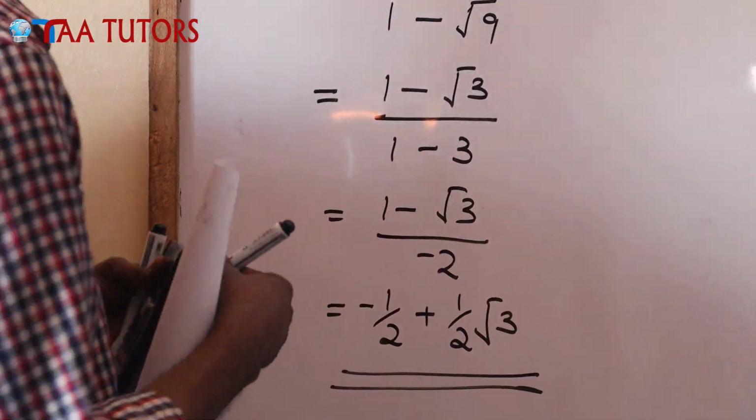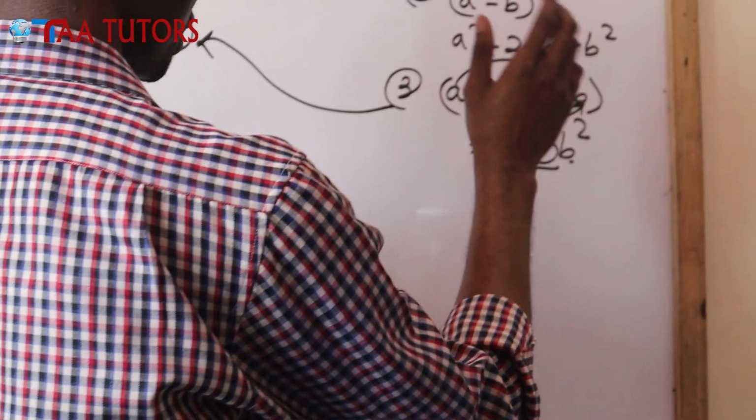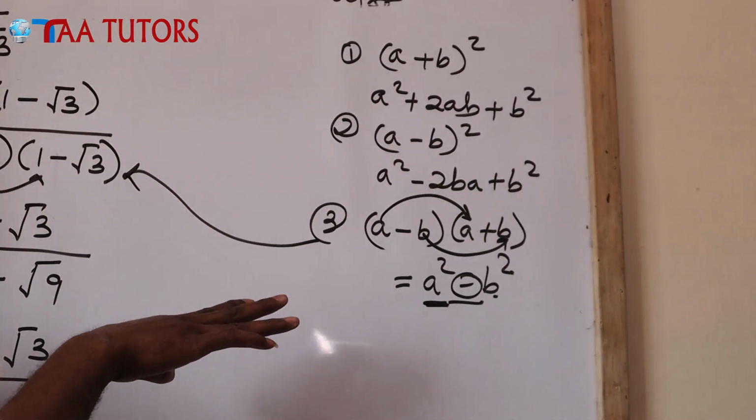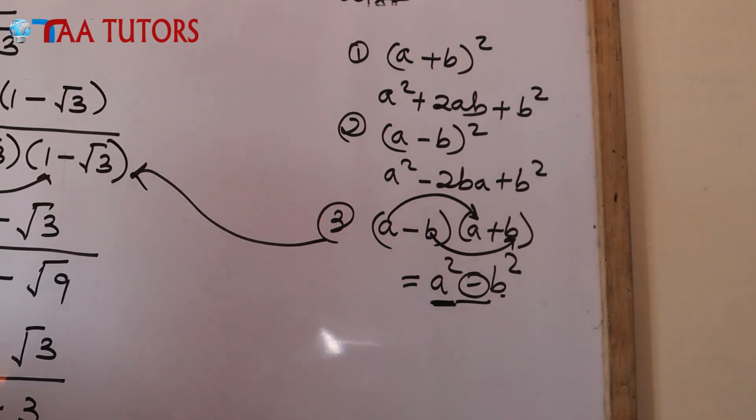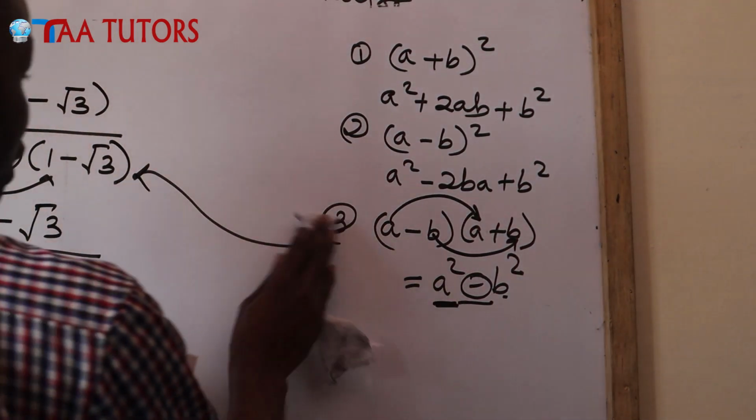So viewers, you realize that the quadratic identities that we learned earlier in Form 3 are going to be very, very important to us. And if you can master them the way they are, then opening these brackets will be a fairly easy thing.